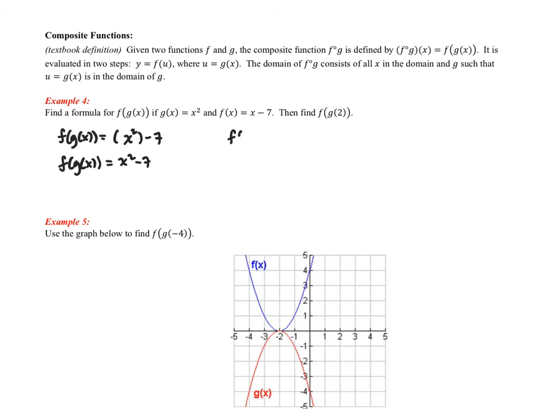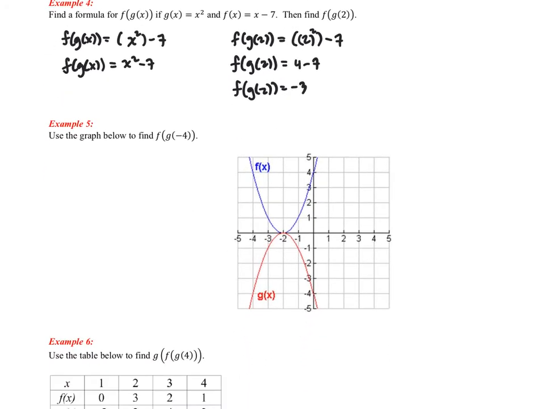Now f of g of 2 is equal to f of g of 2. Well, g of 2 is 2 squared, and 2 squared is 4, and 4 minus 7 is negative 3. Therefore, f of g of 2 is negative 3. So using formulas, we can work with that in the function notation.